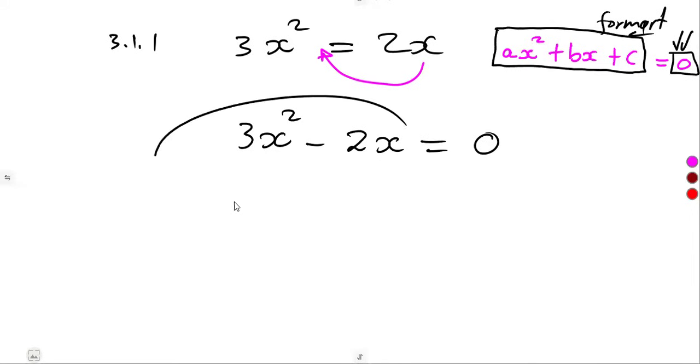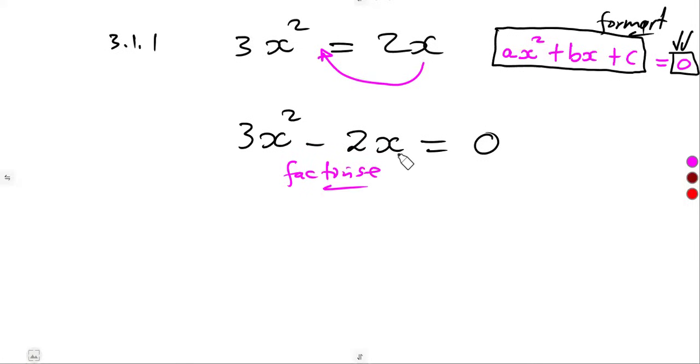So how do you solve? Remember, factorization can allow us to solve by having two brackets. So factor out the common term, which is x. X is common. 3x squared divided by x, that's 3x, minus 2x divided by x, that's minus 2, which is equal to 0.